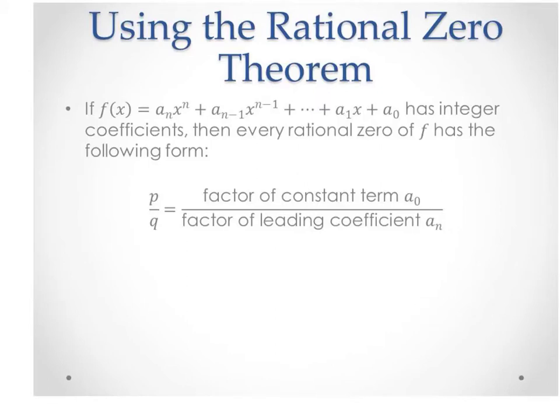So what we're going to use is the rational zero theorem. It says if our polynomial, which that long thing right there is just our polynomial, has integer coefficients, then every rational zero has the following form. P over Q, where P is a factor of the constant term, the one found at the end, and Q is a factor of the leading coefficient, which is found at the beginning. So all the factors of our constant over all the factors of our leading coefficient. And remember, factors are numbers that go into a number.